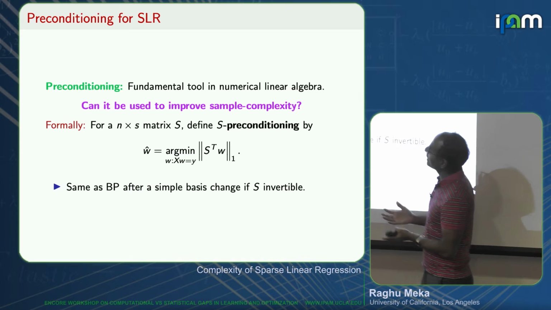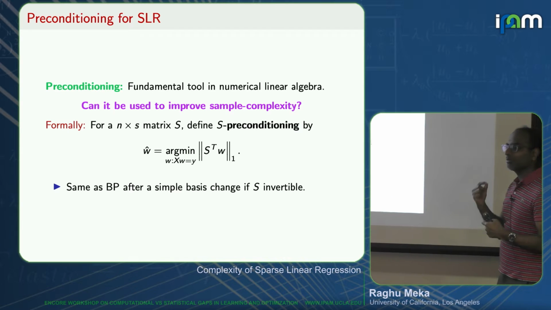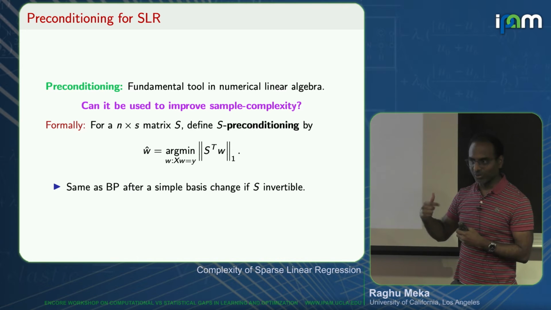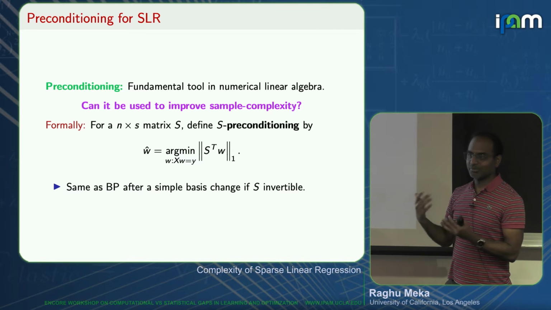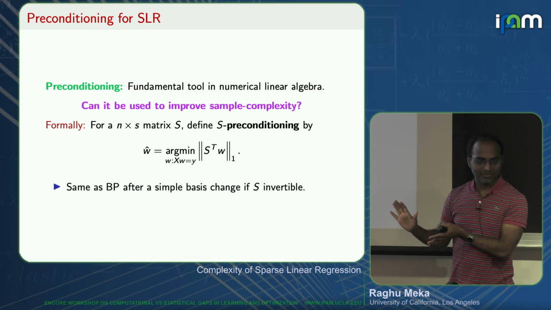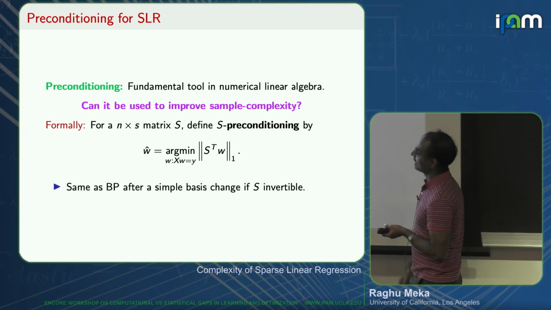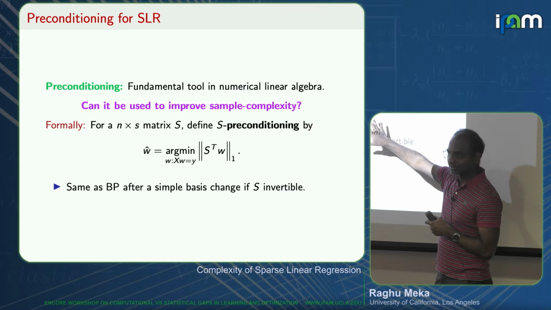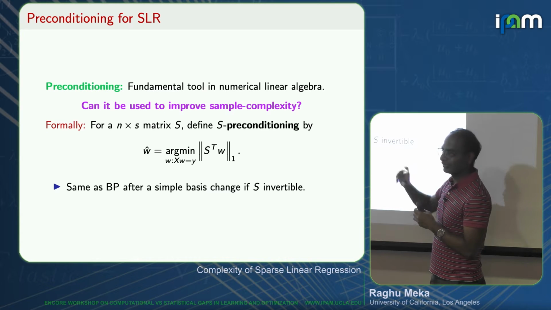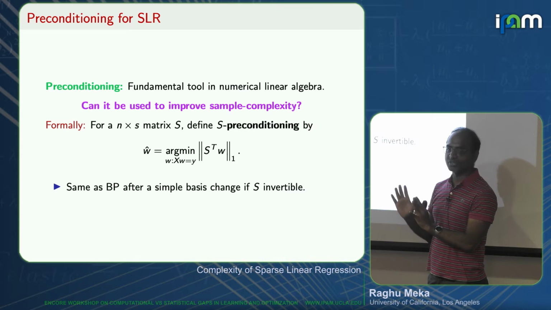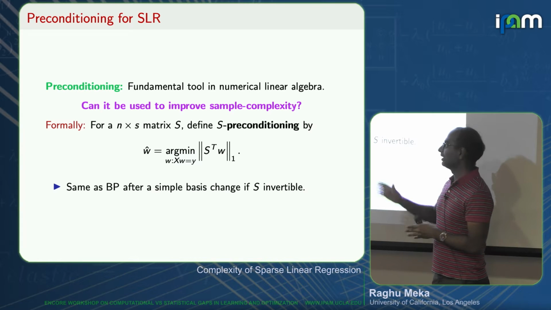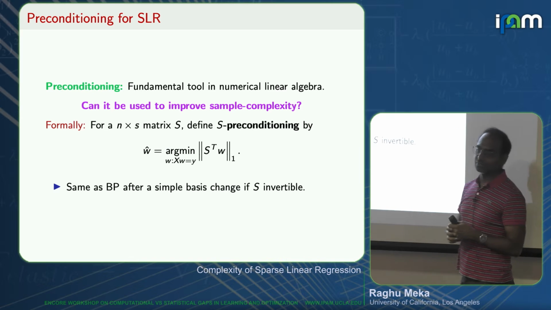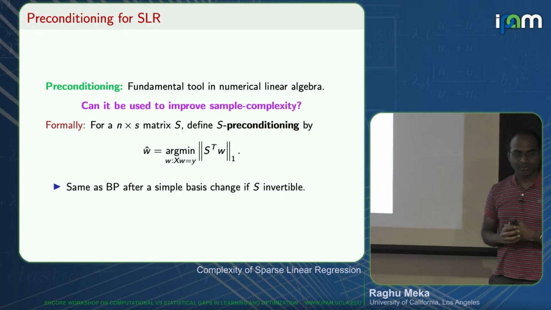So preconditioning just means that you don't measure sparsity or the L1 norm in the original basis, but measure it after doing a basis change. So S transpose W. If S is invertible, then it amounts to first doing a basis change and then running standard algorithms. But it doesn't have to be invertible. It can be rectangular. You can use more features if you want to. You can do anything you want.